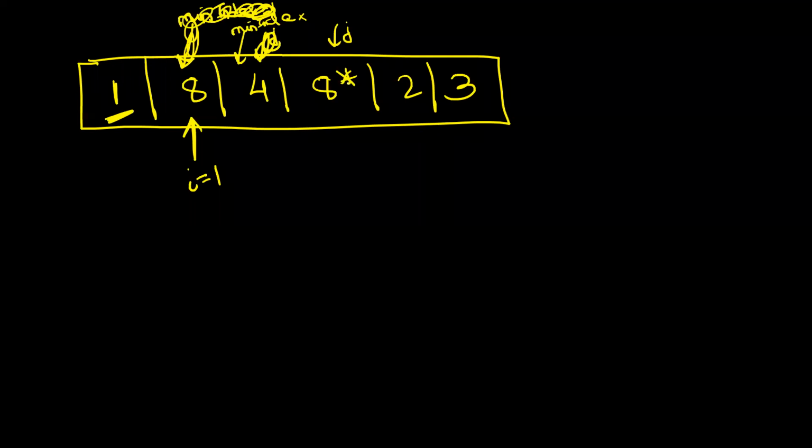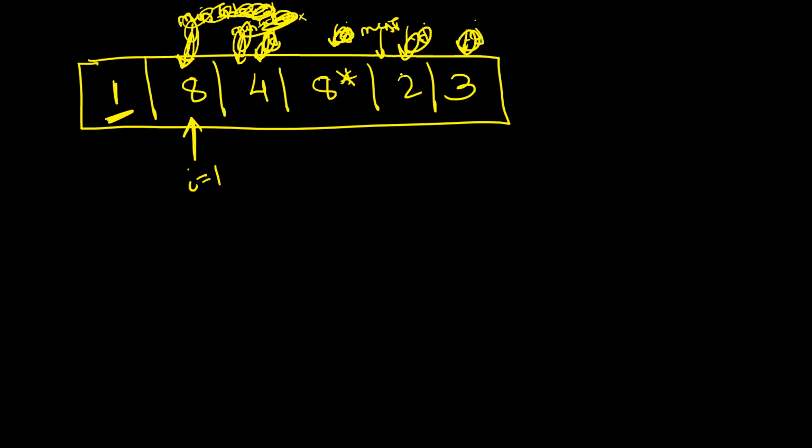Is ARR of J lesser than ARR of min index? No. Move J forward. Is ARR of J lesser than ARR of min index? Yes, it is. So what I will do, I update the min index. So min index comes here. Then what will happen? J plus plus. Now, is ARR of J less than ARR of min index? No. Do a J plus plus. Now, I know that min index is pointing to the minimum element.